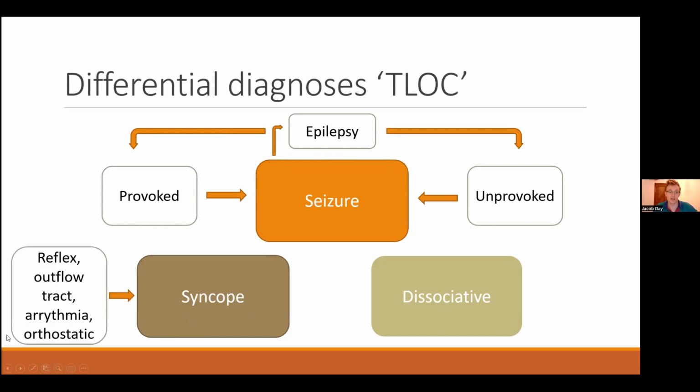In terms of syncope, that's a whole separate talk in itself, so I won't dwell too much on that. But if through your history you think someone's had a syncopal event, don't stop there. Think about why they had a syncope. Is it a reflex syncope like a vasovagal? Is it some kind of cardiac outflow tract obstruction like aortic stenosis? So listen for the murmur. Is it an arrhythmia? Look at the ECG. Is it orthostatic? Have they got a postural blood pressure drop?